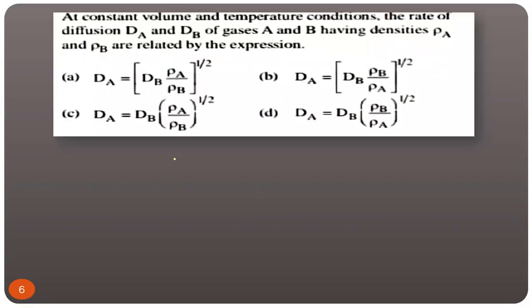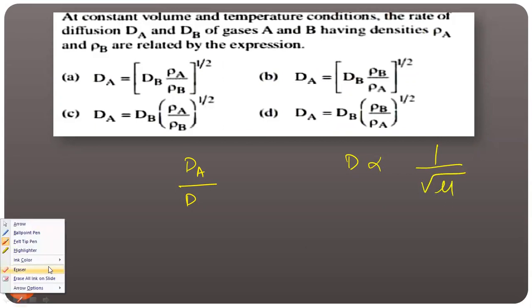At constant volume and temperature, we know mu1 and mu2 and the rate of diffusion. Suppose dA and dB are the rates of diffusion, and the rate of diffusion is inversely proportional to the square root of density. Density is given as rho.